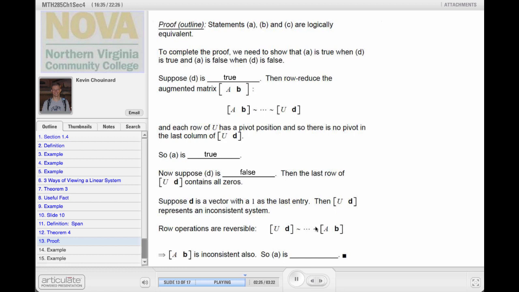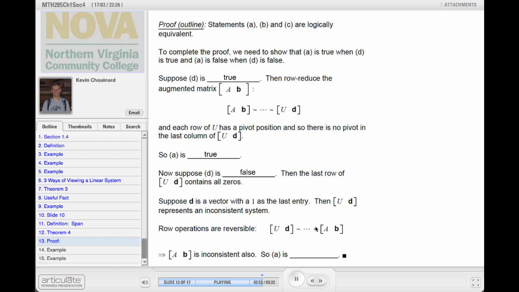The final row on the bottom will be all zeros, because there's no pivot position in it. And if that final row is all zeros, then what happens? Well, if D is a vector with a 1 as the last entry, then you're going to have an inconsistent system, because you're going to have a final row of the augmented matrix that's going to be 0, 0, 0, 0, 0, 0, 1, and that tells you that it's inconsistent.